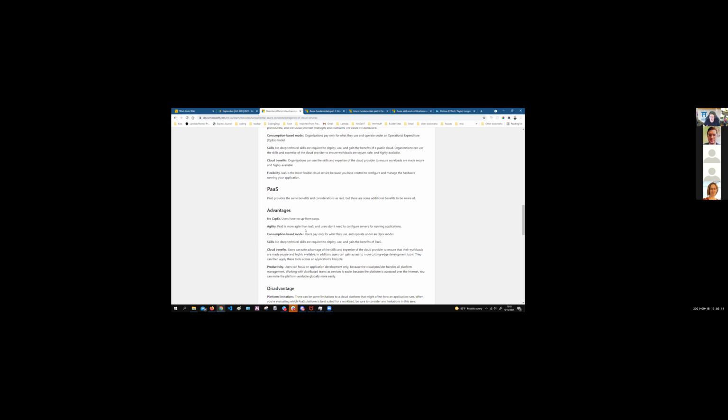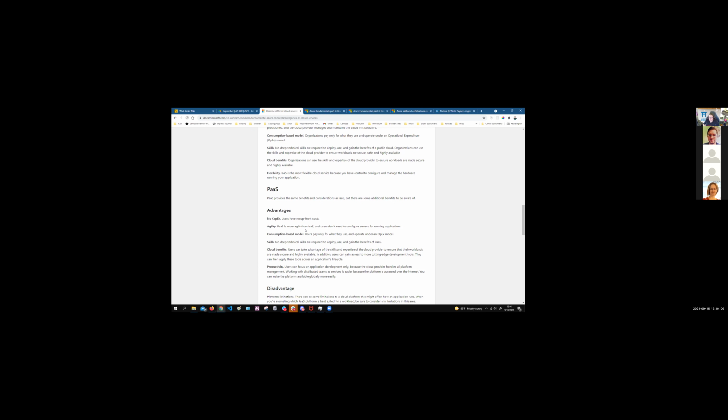It is still pay-as-you-go. Not a whole lot of deep technical skills either for this one as well. You can take advantage of the skills and expertise of the cloud a little bit more so that your workload is slightly less as a business. And you have access to some more cutting edge development tools and you can apply them throughout the life cycle of your applications.